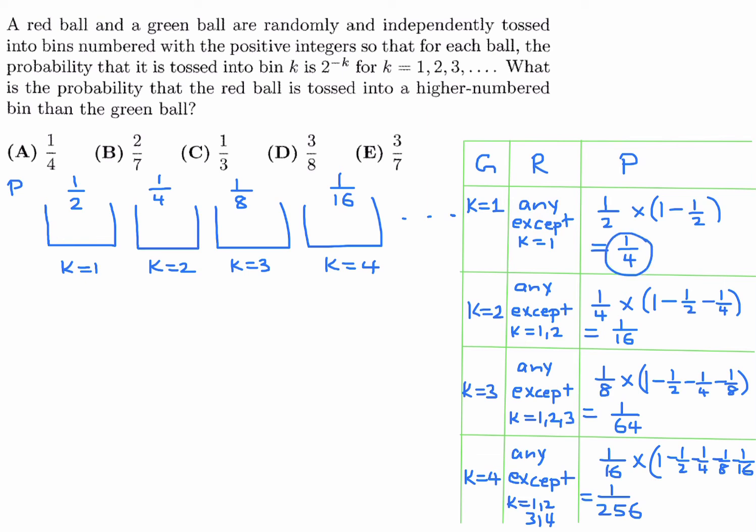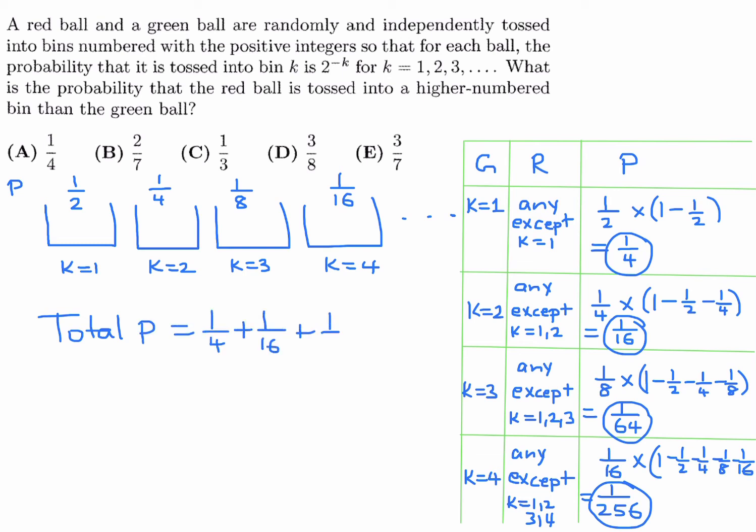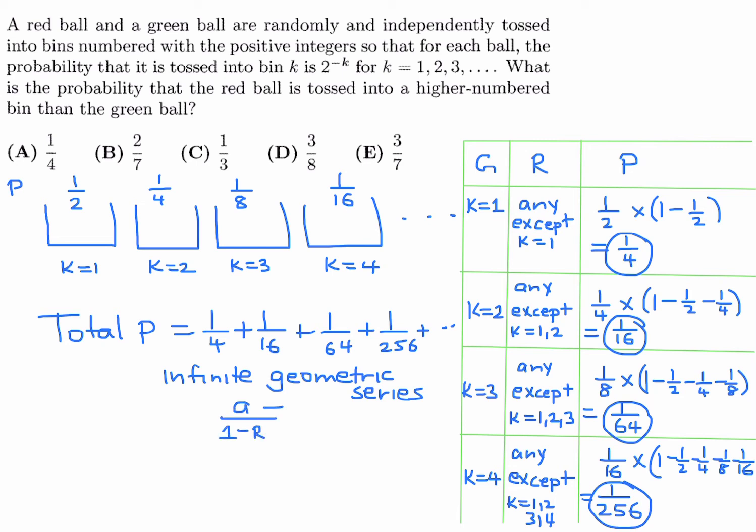The probabilities, you have to add them all up, right? And it just keeps on going forever. So the total probability is going to be a quarter plus 1/16 plus 1 over 64 plus 1 over 256, and then it just keeps on going. So this is what is known as an infinite geometric series. And the good news is that there's a formula for that: a over 1 minus r, where a is the first term and r is the common ratio.